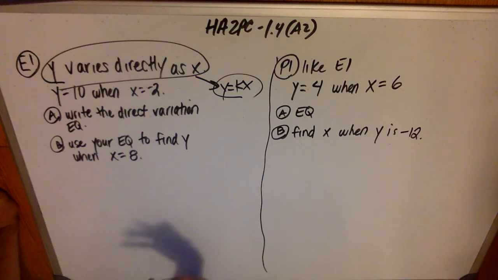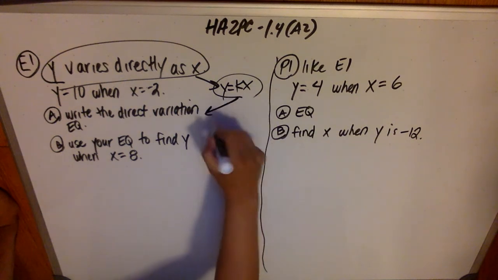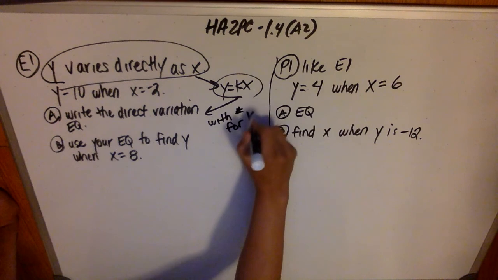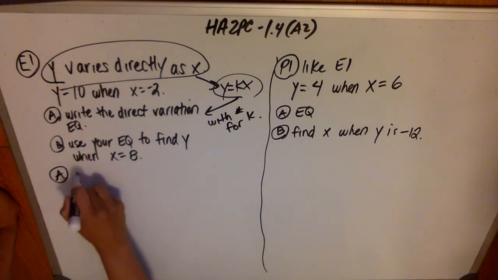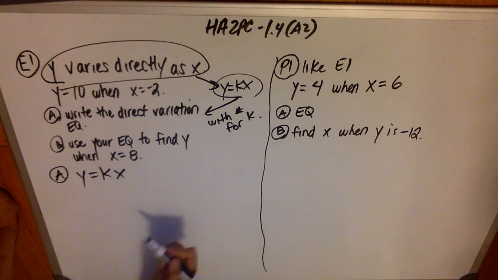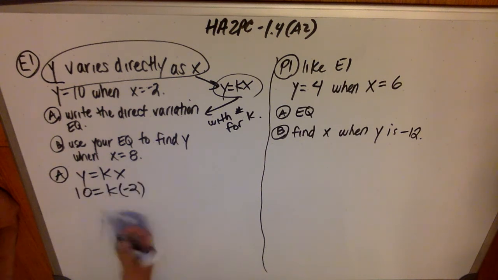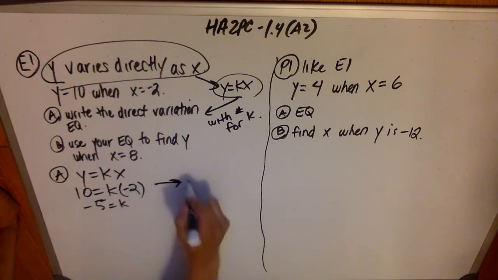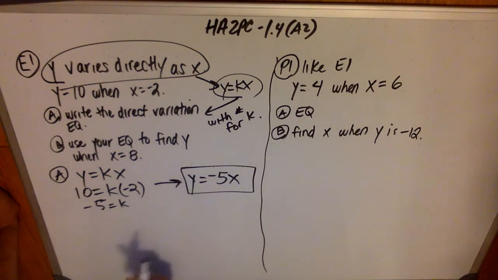So in part A, we're asked to write the direct variation equation. What that means is use this equation with a number for k, because that number is going to change in every problem. So let's start with A. So we know y equals k times x, and we were given that y is 10 when x is negative 2. Well, if I solve for k, I get negative 5 is k. So my answer to part A is y equals negative 5 times x. So there's my answer to A.